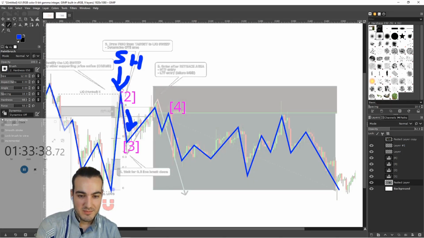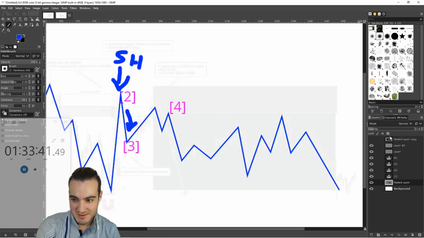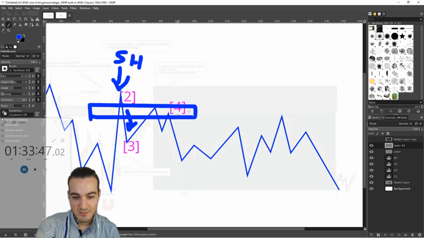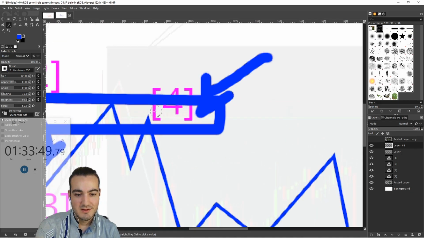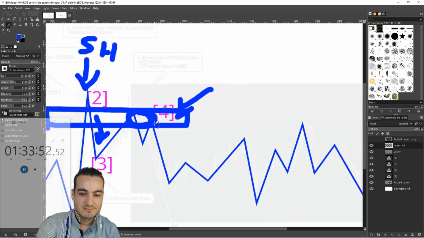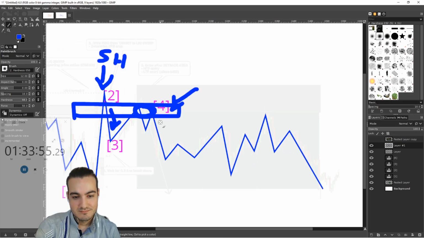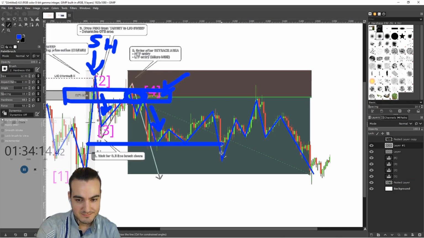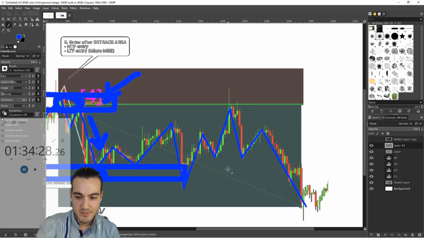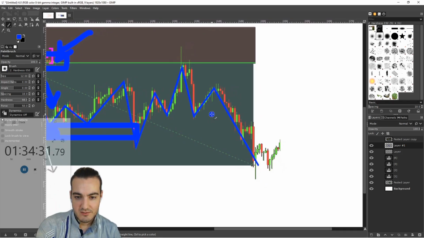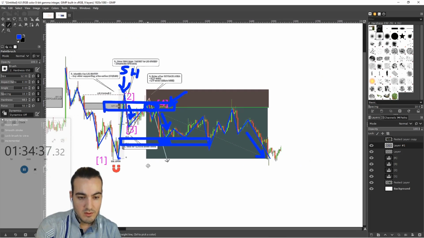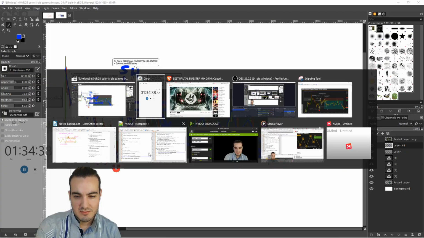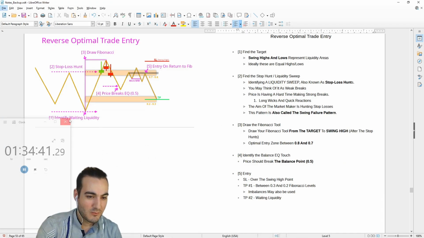And then we have price coming back up again to our Fibonacci zone, which is where we would enter on a lower time frame. We're coming back down. Eventually coming all the way down to the waiting liquidity.